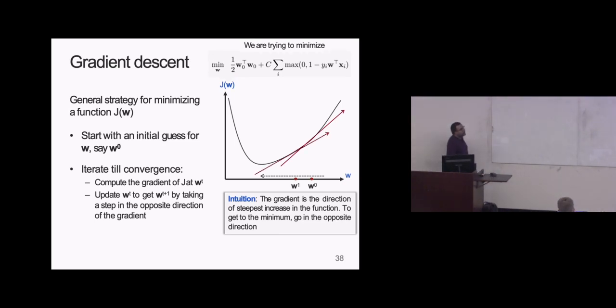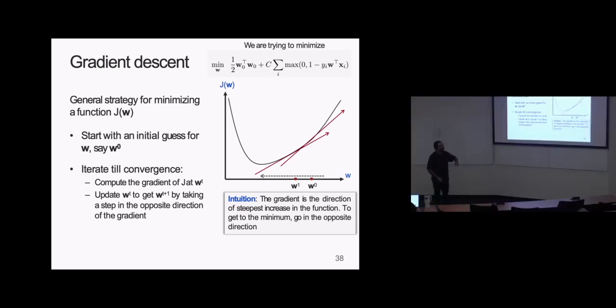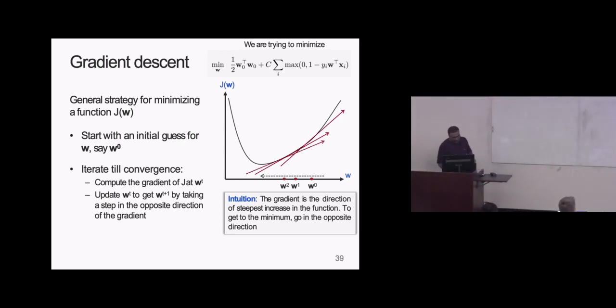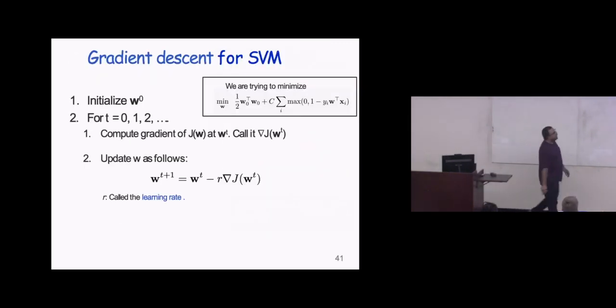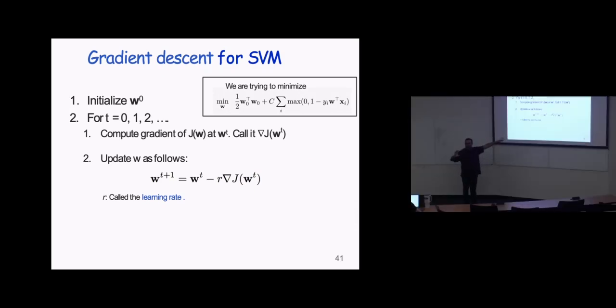So suppose you went from W0 to W1, and in W1 you again compute a gradient, and you see you should further move left, right? And you keep doing this, you move to W2 and so on until you reach the minima, right? So that's what gradient descent does. And in terms of an algorithm, we have seen this many different times. That's the basic gradient descent algorithm, right?